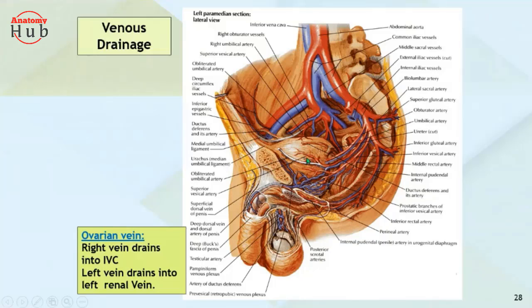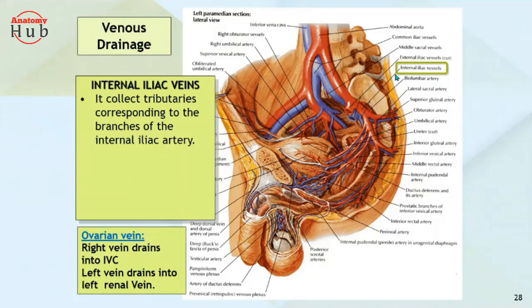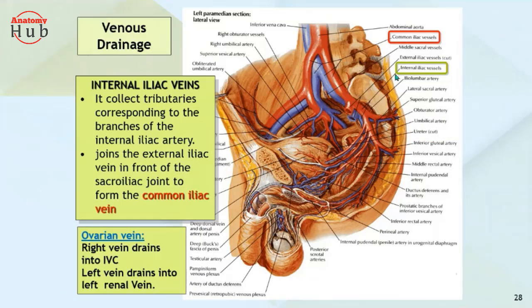So like that, if you'll find the umbilical artery, then umbilical vein. Okay, so all this is similar. Whatever the arteries we got, they are the veins. So here you'll find the internal iliac veins. So it collects the tributaries corresponding to the branches of your internal iliac artery. And here you'll find the internal iliac vein that joins the external iliac vein in front of the sacroiliac joint to form the common iliac vein.